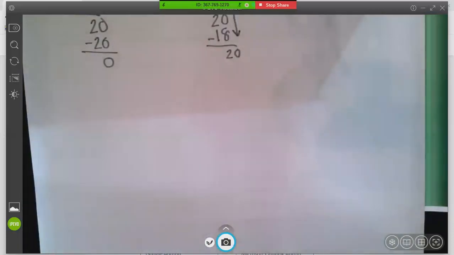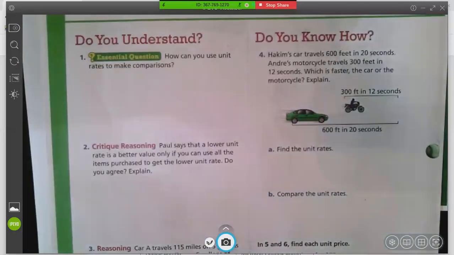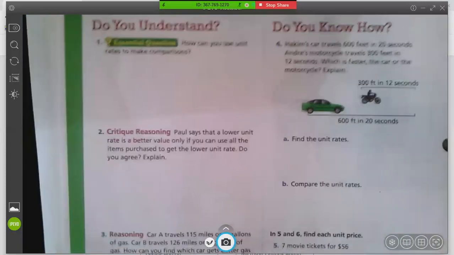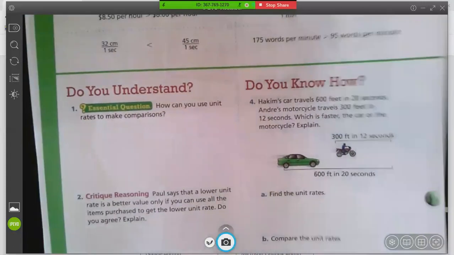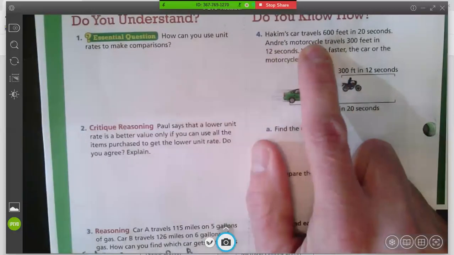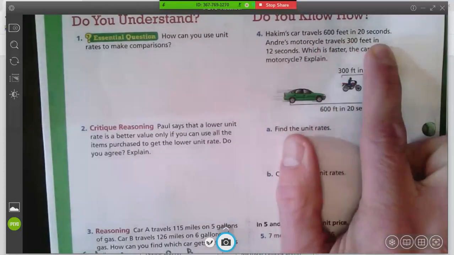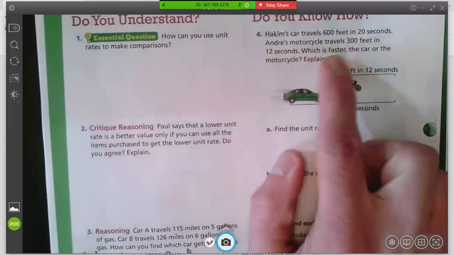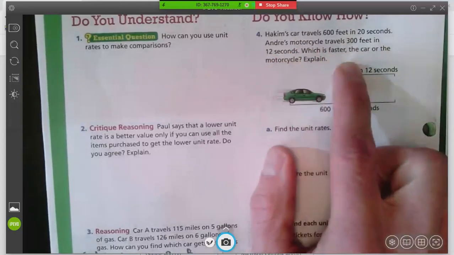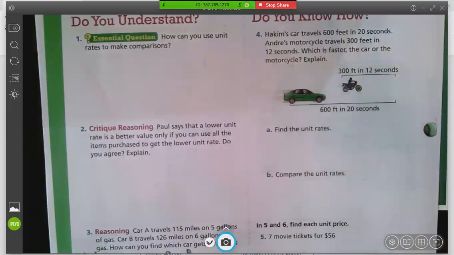So now what we're going to do, boys and girls, is look back here at the next problem. Hakeem's car travels 600 feet in 20 seconds. Andre's motorcycle travels 300 feet in 12 seconds. Which is faster, the car or the motorcycle? So what do you think? How are we going to find the unit rates?